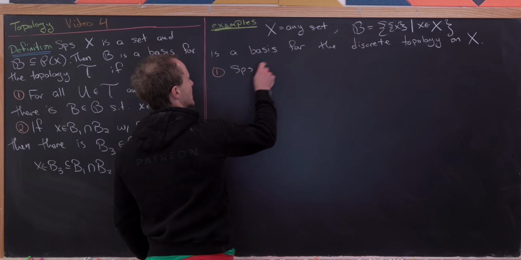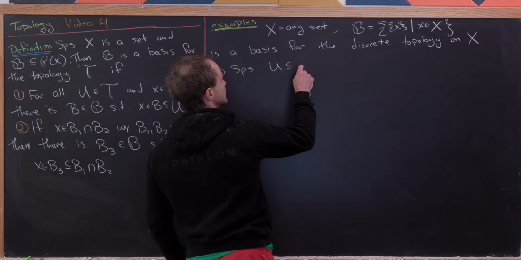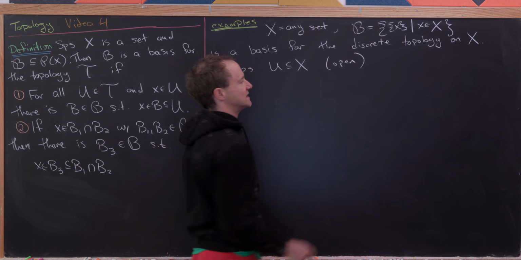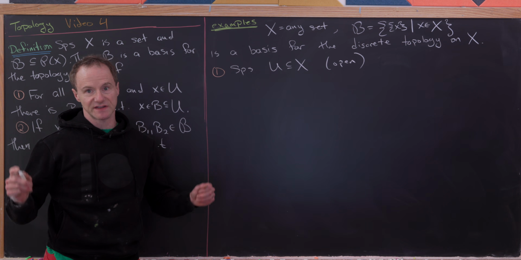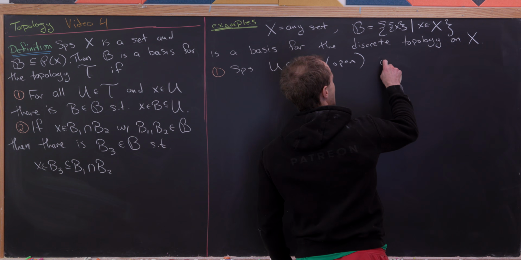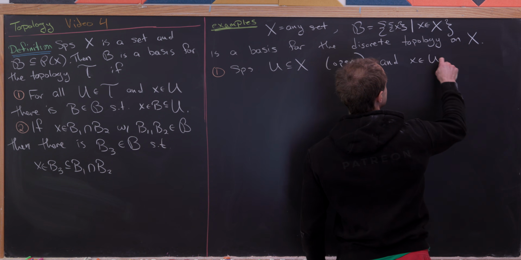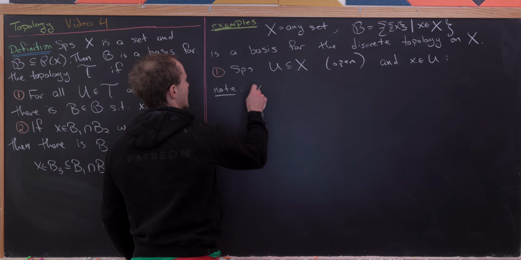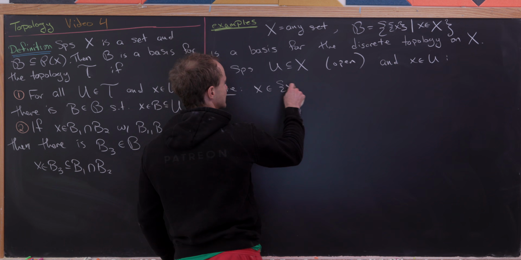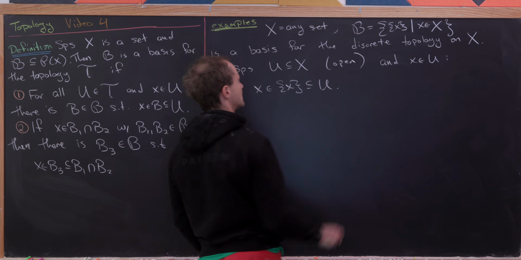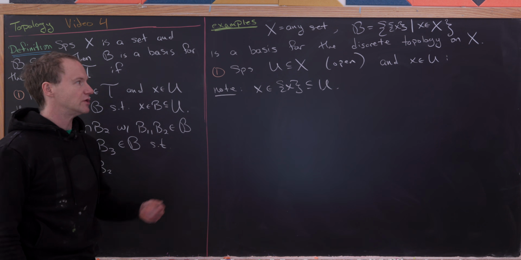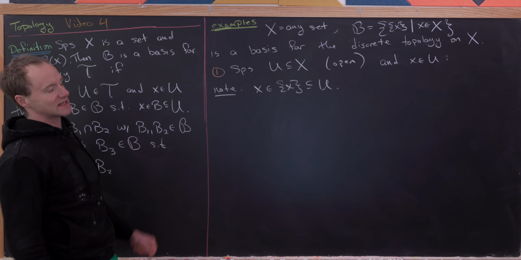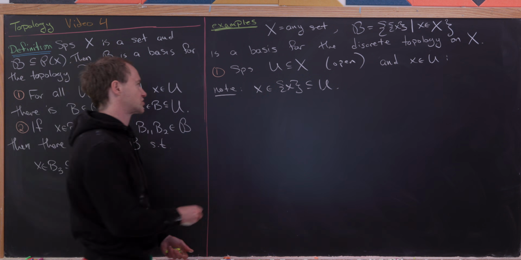So if we suppose U is a subset of X, and I'll put open here in parentheses, but because we're in the discrete topology, this is just any set. And then let's take x inside of U, and then we'll note the following, that x is inside of the singleton containing x, which is pretty clearly a subset of U because U contains x. And again, that's this condition over here, this first condition.